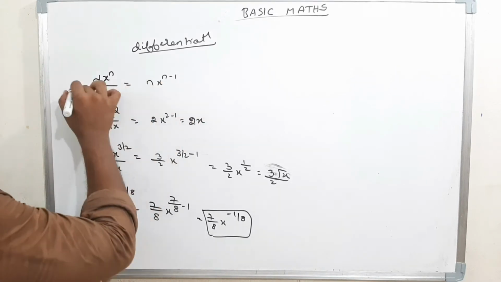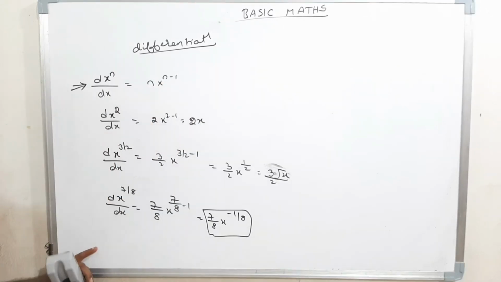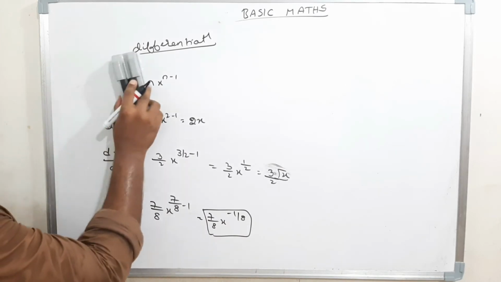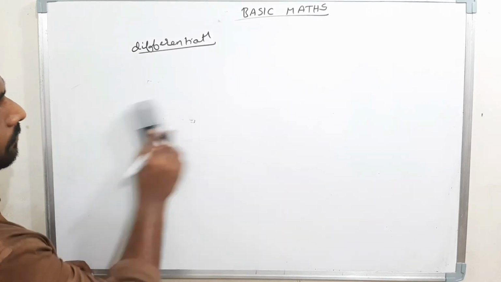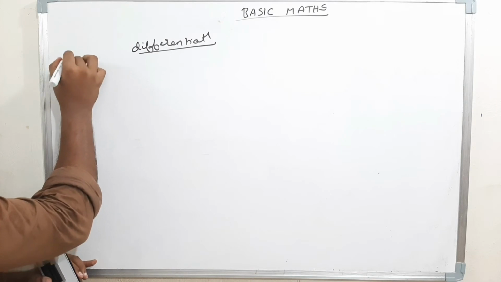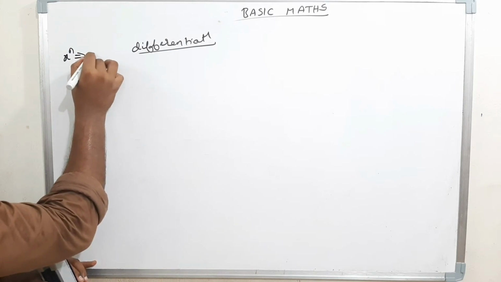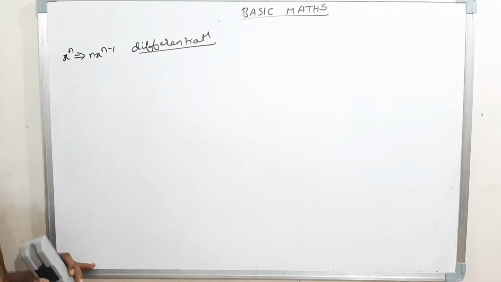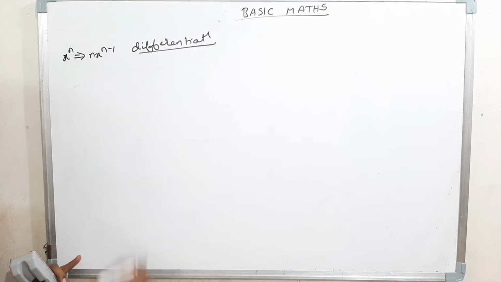Basic formula. This is a very important formula. Please remember that. Next one. What is the first formula? Differentiation of x power n is n x power n minus 1. Remember that.